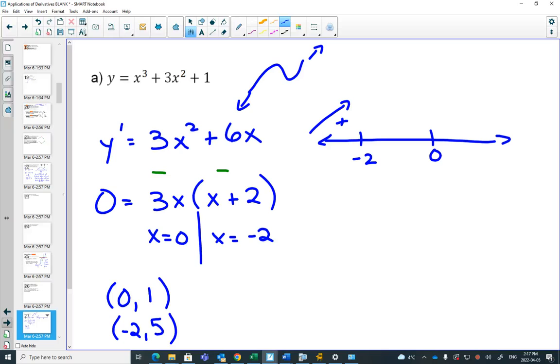If I plug in something between negative 2 and 0, like negative 1, this will still be negative, but this section now is positive. A negative times a positive is always negative. This part is decreasing. So I now know from the first derivative test that negative 2 comma 5 is a maximum.